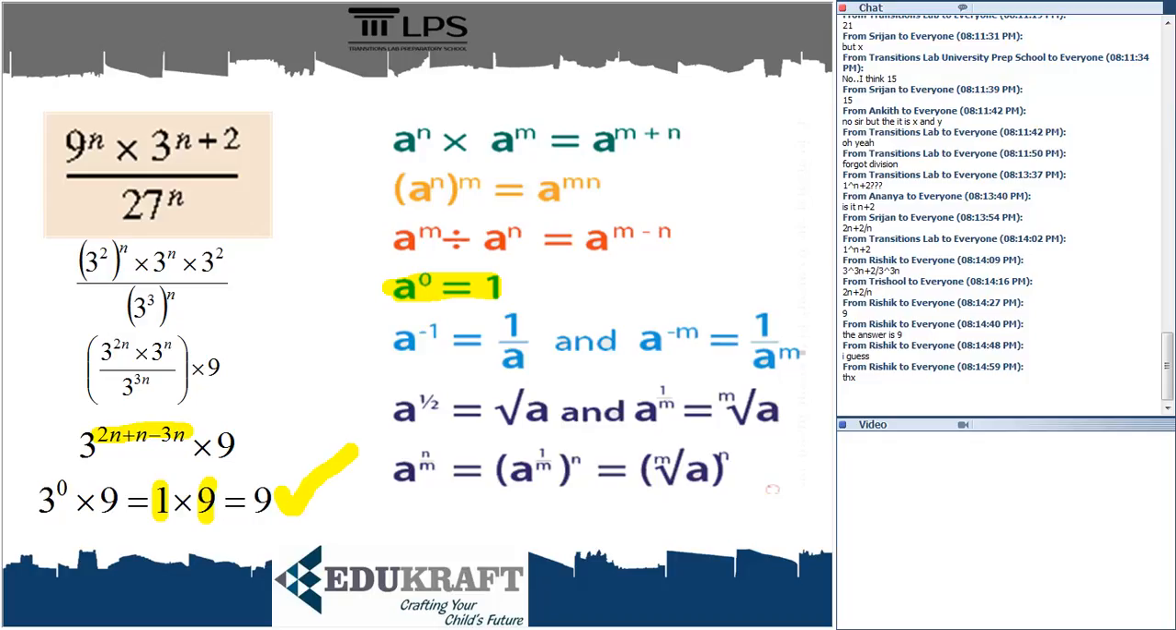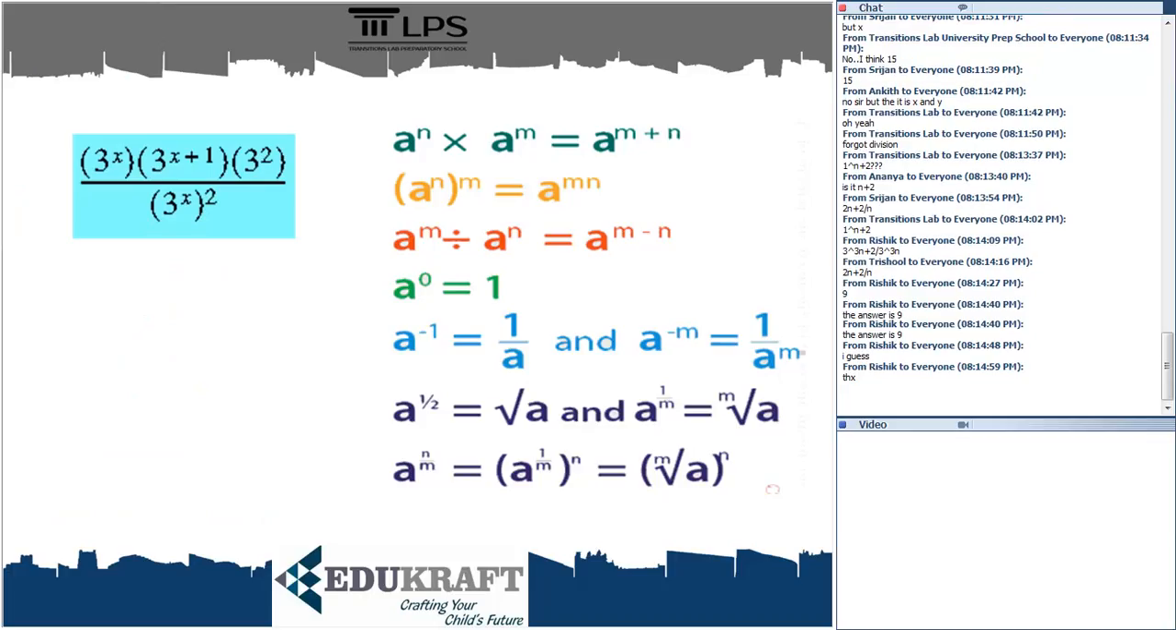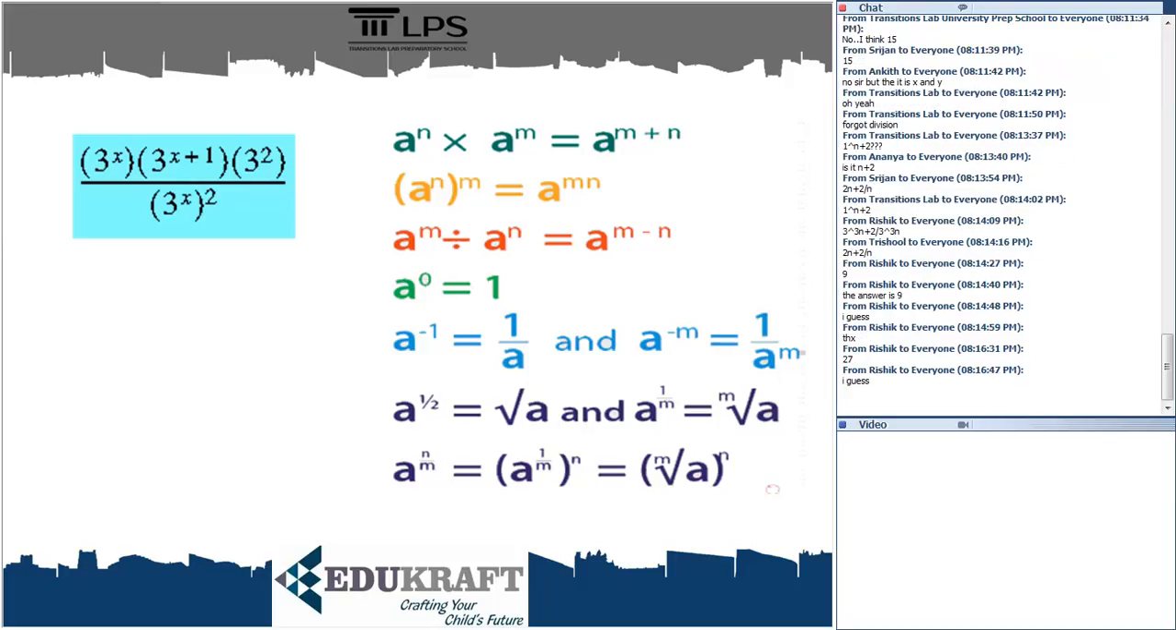Let's move on to the next question. The formulas are appearing on the right hand side, and here's the question. Rishik has the answer again. Anyone else who wants to answer this question? It's based on the similar idea of what we had discussed earlier.